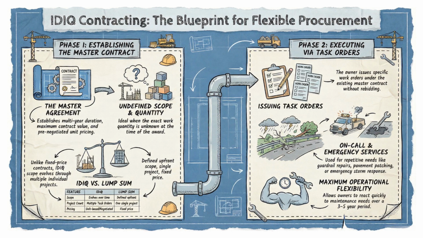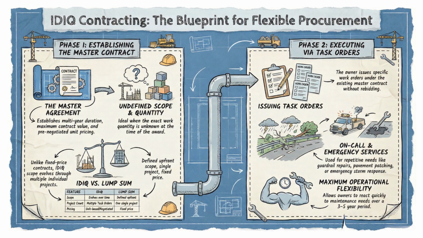You're saying, I don't know exactly what I'll need, but I know I'll need your services, so let's agree on pricing now. Undefined scope and quantity. Ideal when the exact work quantity is unknown at the time of the award. Perfect for maintenance, repairs, on-call services.